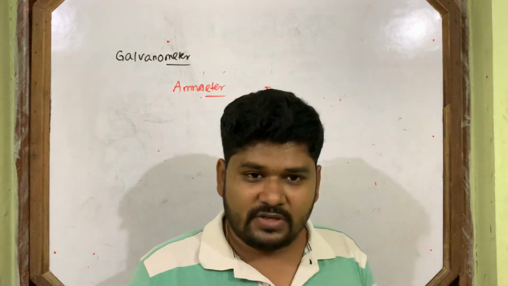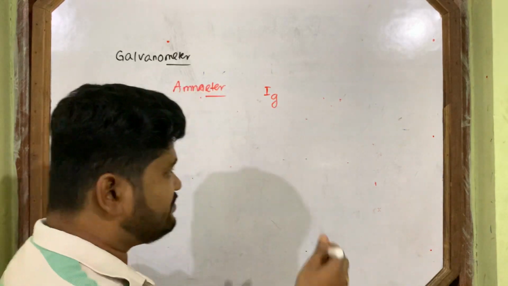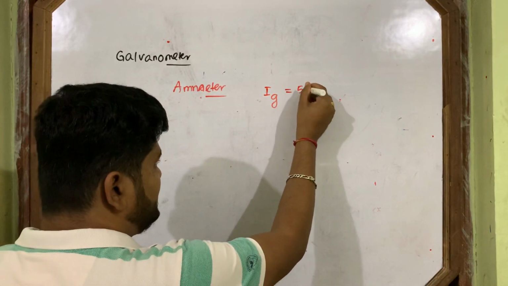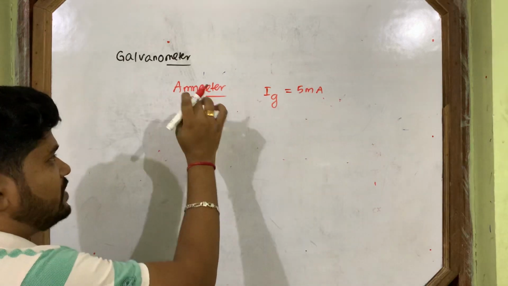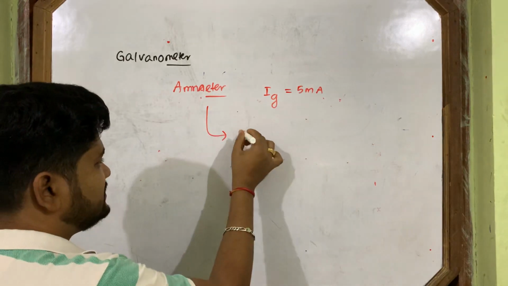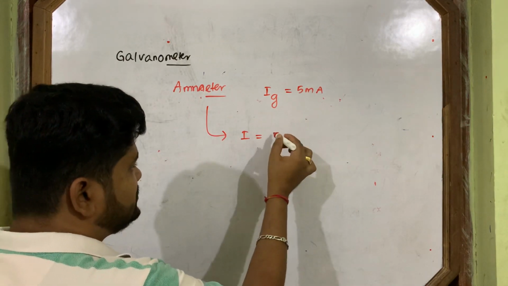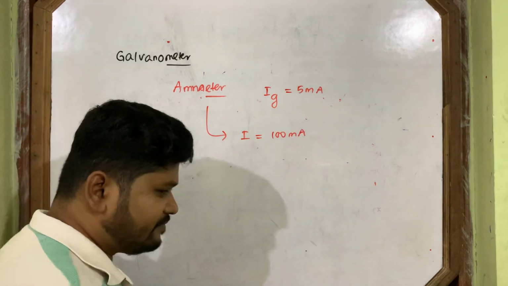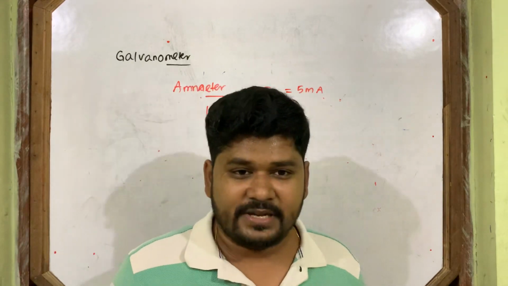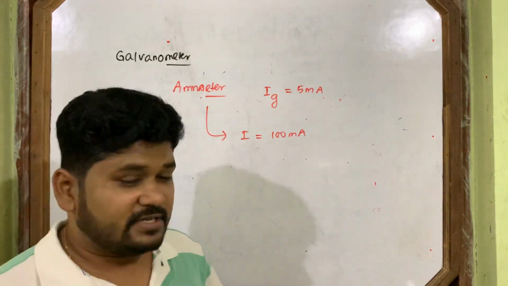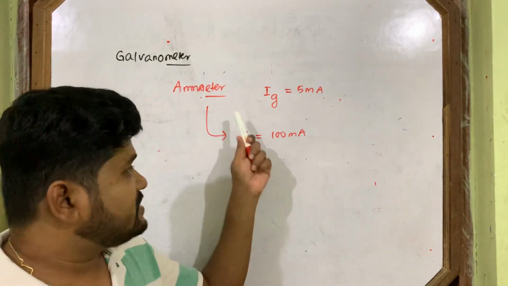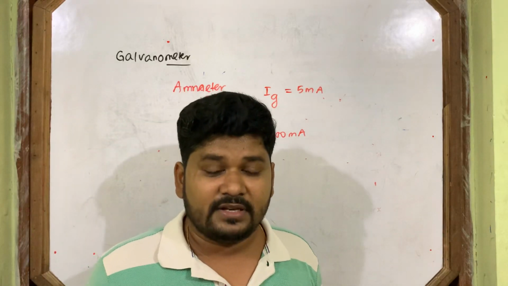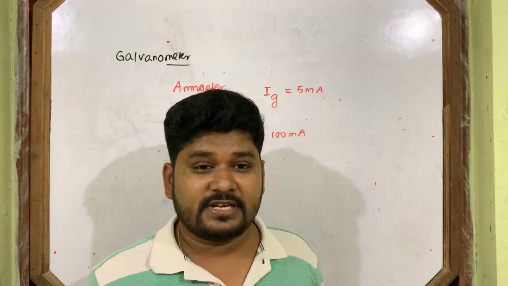Ig means it's very small. If it is very small, suppose 5 milliampere, and you want your ammeter range to be, suppose I tell you, 100 milliampere. Can the galvanometer measure this much current? If we pass this much current in the galvanometer, then what will happen? The galvanometer cannot withstand this much current.